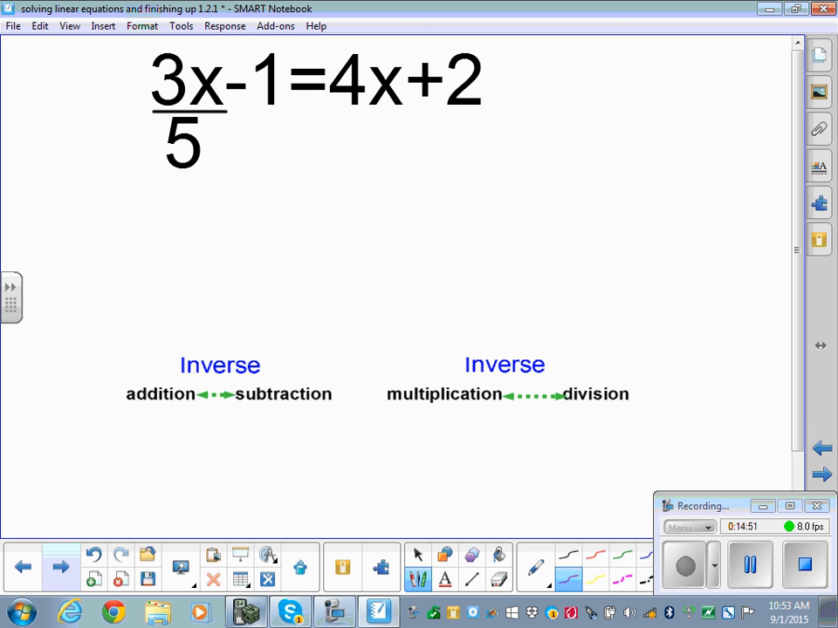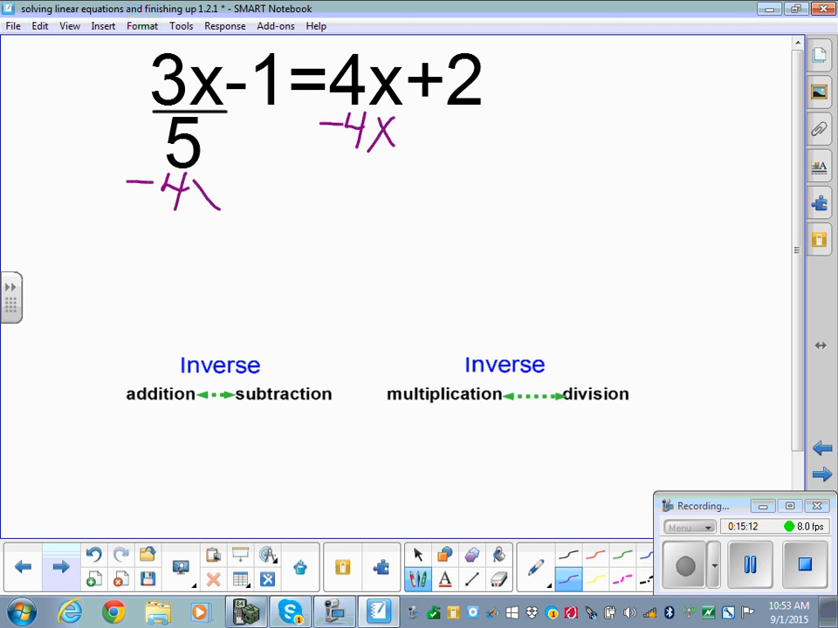Okay, 3/5 x minus 1 is equal to 4x plus 2. Can we combine our x's? Yes, but we have to do an operation to get from one side to the other. So I'm going to ask you, do you want to subtract 3/5 of x, or do you want to subtract 4x? Okay, so we'll subtract 4x from both sides.